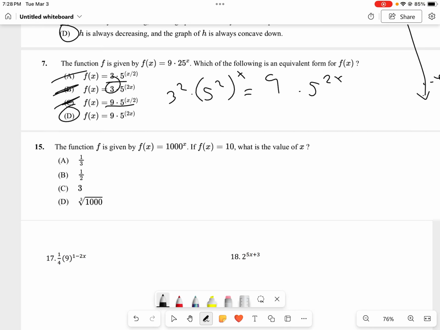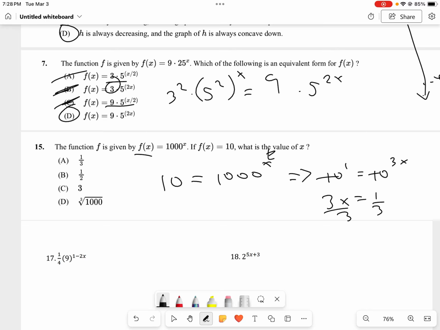If f of x is 10, what is the value of x? Well, if f of x is 10, then it's going to be 10 equals 1,000 to the power of x. Now let's get this in terms of 10 to compare it. 1,000 is just 10 times 10 times 10, which is 10 to the 3. And you want to multiply it by the x right here. So it's going to be 10 to the 3x. So now they have the same base. They don't even matter anymore. Now the equation is 3x equals 1. Divide both sides by 3. So x is 1 over 3. And what is the value of x? Well, it's just 1 over 3.